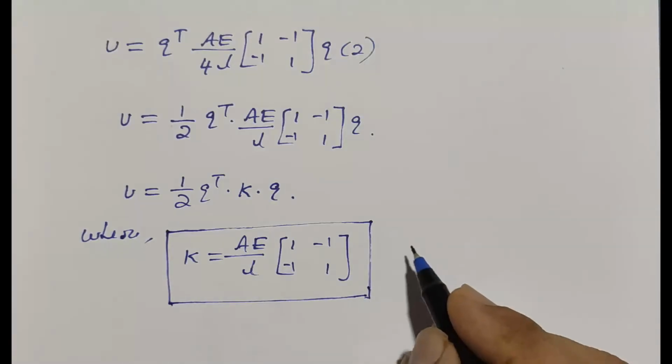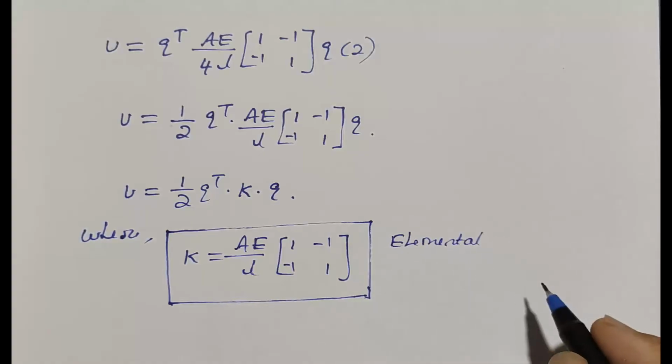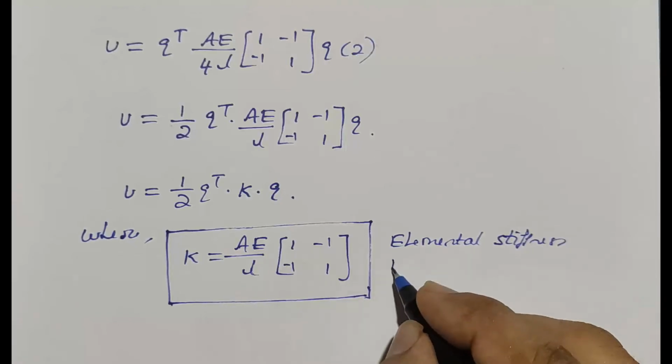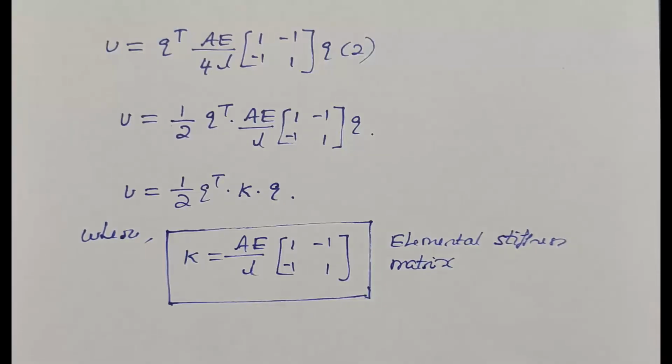So this is called as elemental stiffness matrix for 1D bar element. So elemental stiffness matrix K is equal to AE by L [1 minus 1; minus 1 1]. So this is the expression for elemental stiffness matrix for 1D bar element. Thank you.